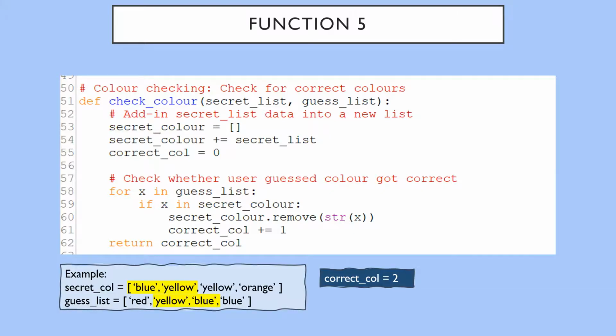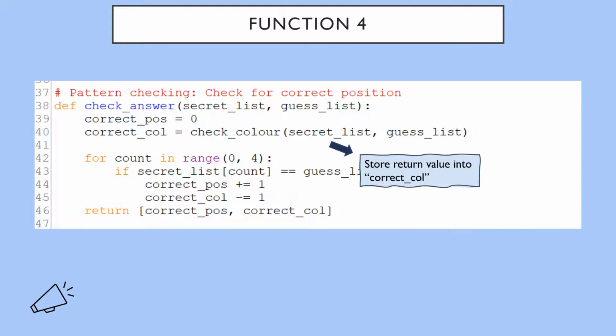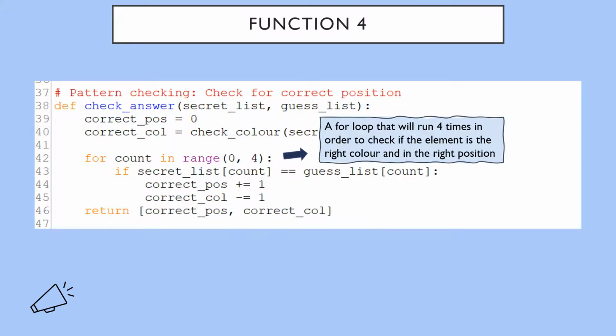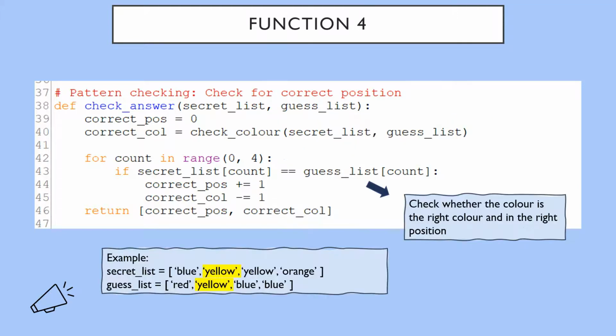In this example, secret color equals a list of blue, yellow, yellow, orange. Guess list equals a list of red, yellow, blue, blue. So eventually, the correct color should be equal to 2. So the function caller will store the return value, which is the number 2, into a local variable called correct color as well. After that, we'll use a for loop to loop 4 times in order to check if the element in the guess list is the right color and in the right position. There's an if statement to check the condition.